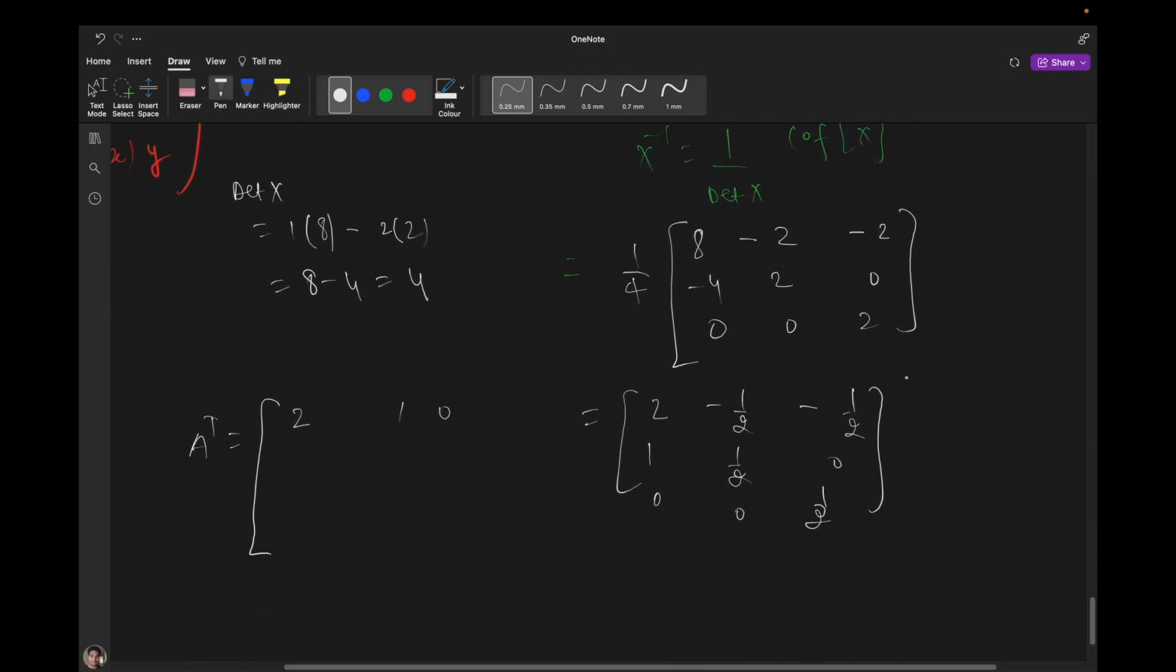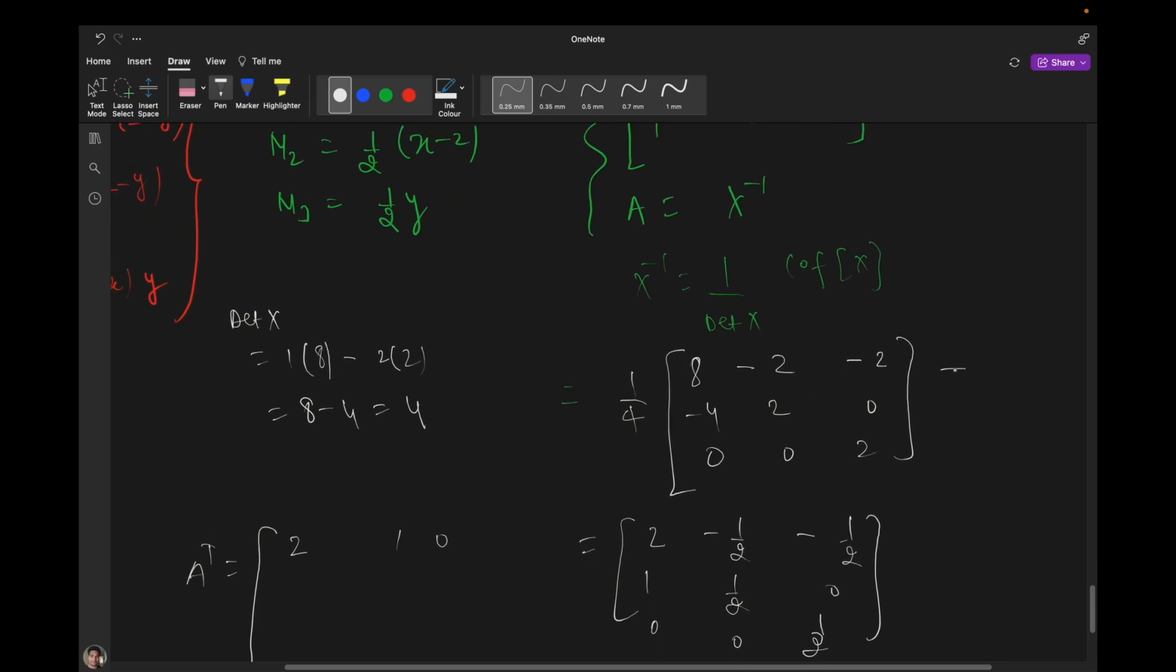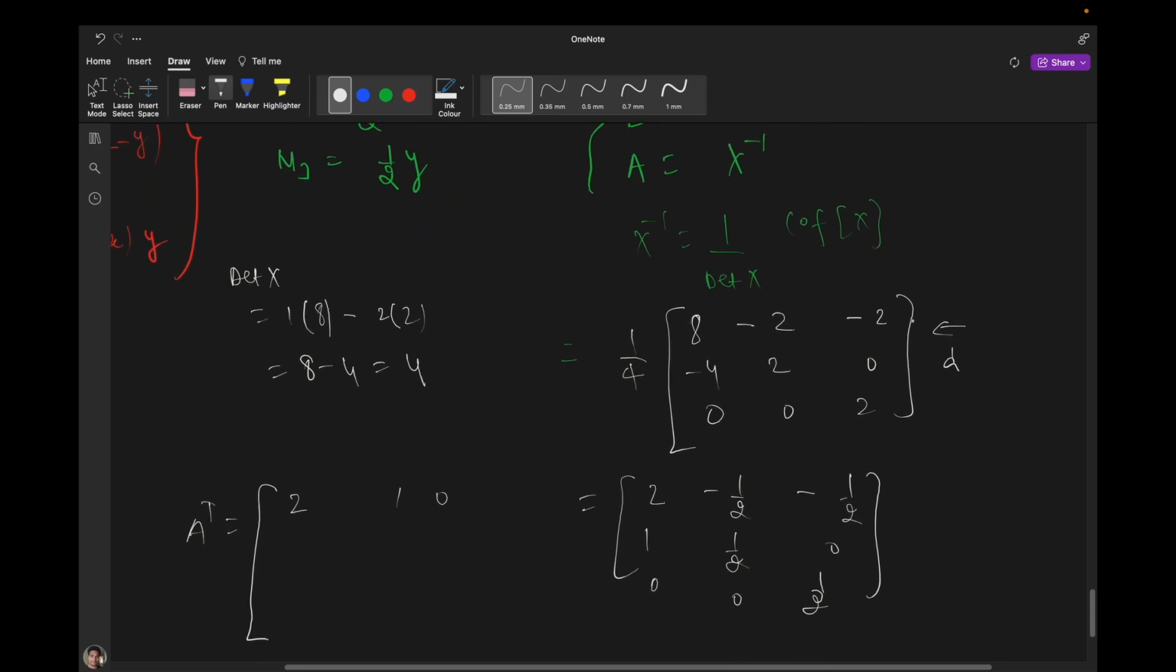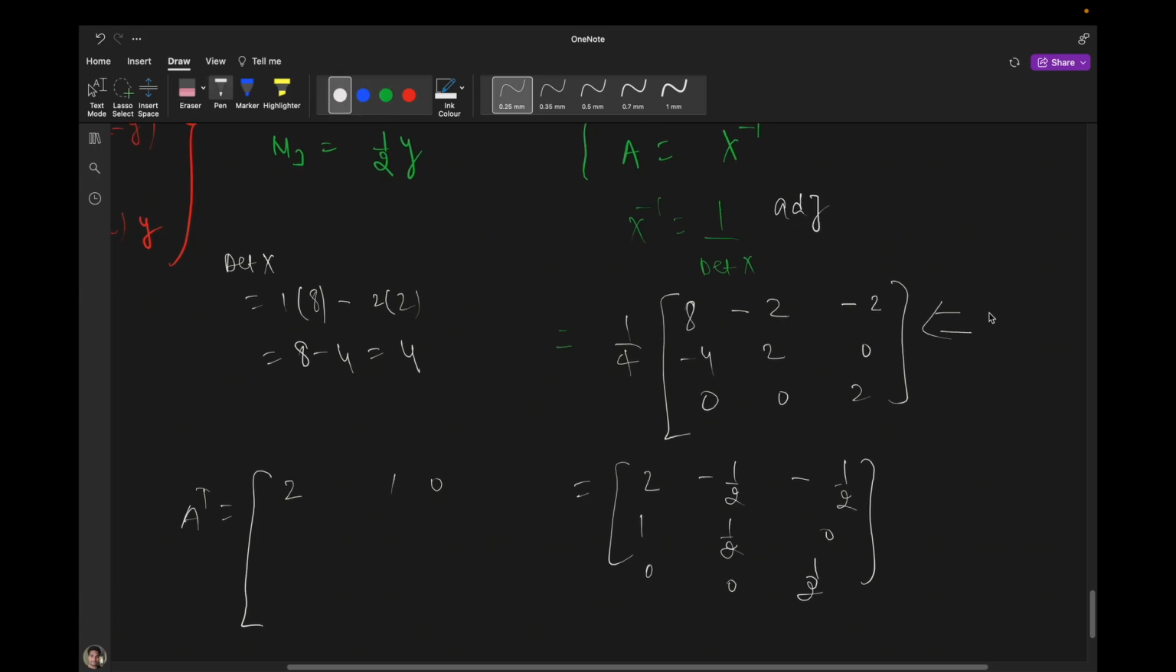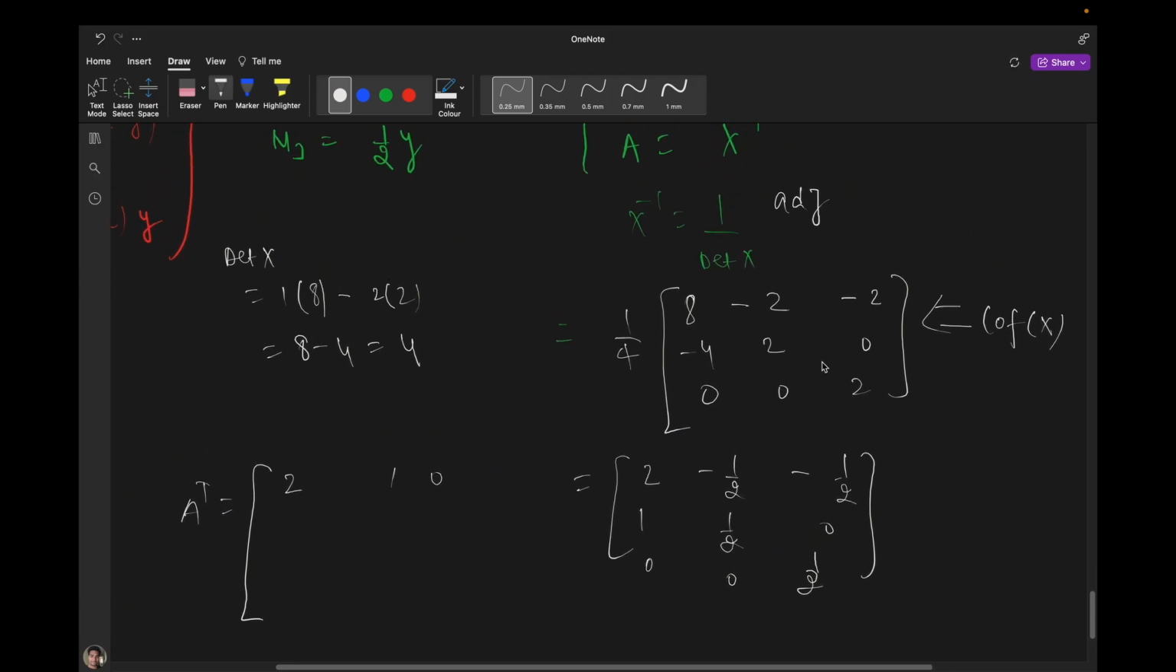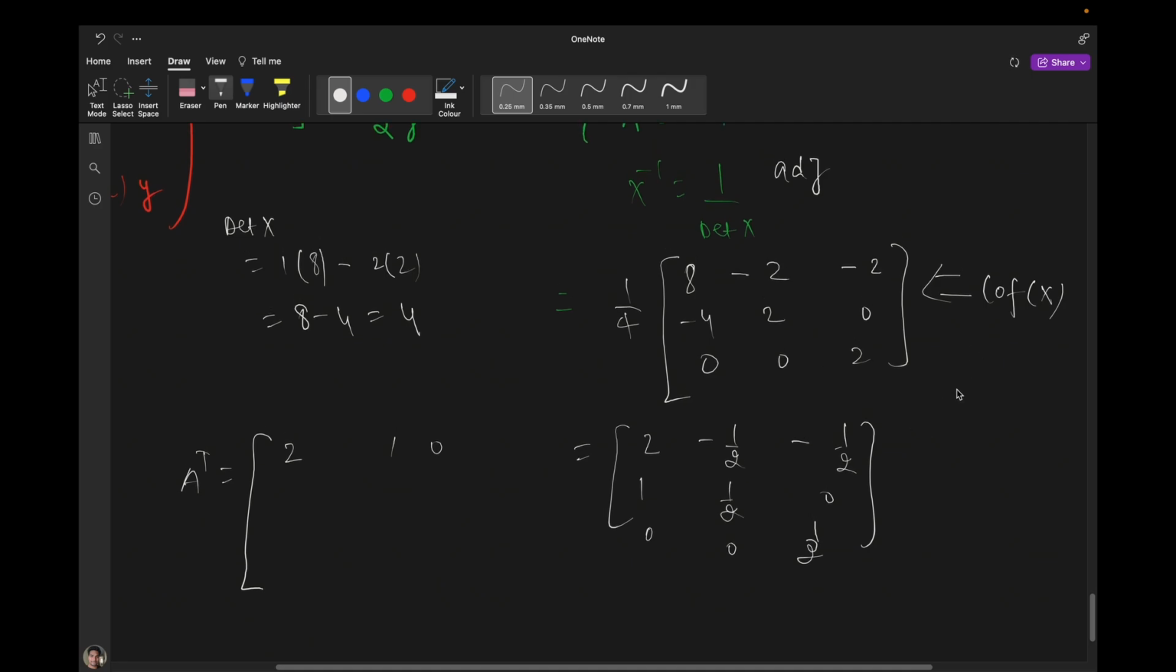Okay, yeah, I told you this is the cofactor. I mean, this is the adjoint. Yeah, I'm wrong here, it should be adjoint, and whatever we found out is the cofactors of x. Okay, and what we need is the adjoint. So what will be the adjoint? The adjoint will be the transpose of the cofactor. So this is just a cofactor, so it will be transposed.